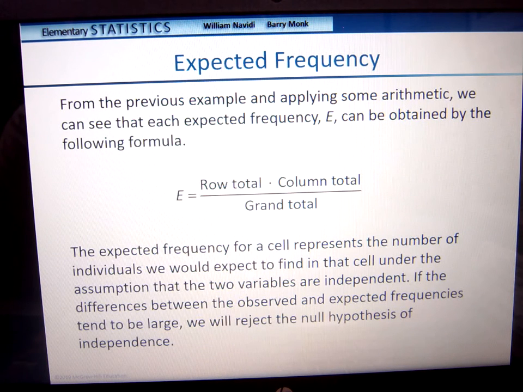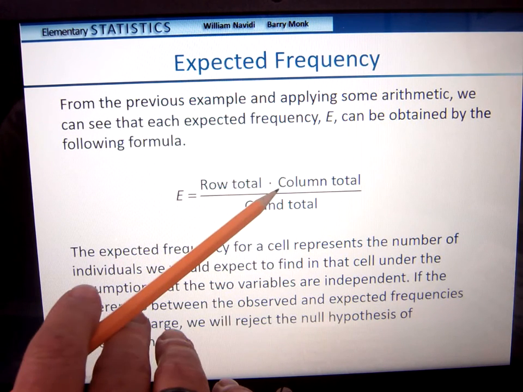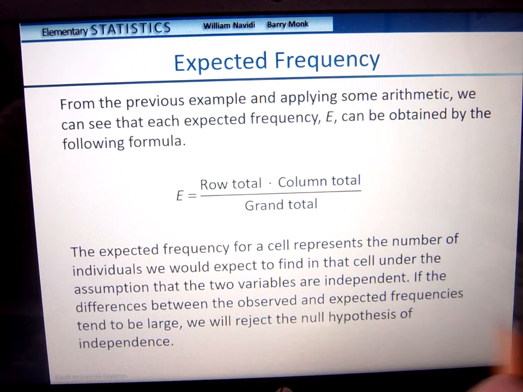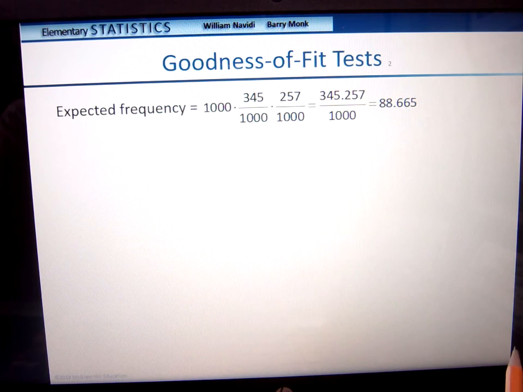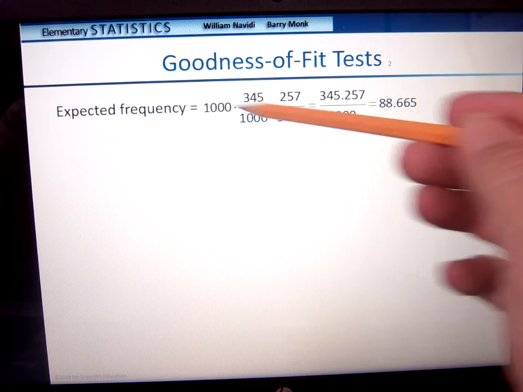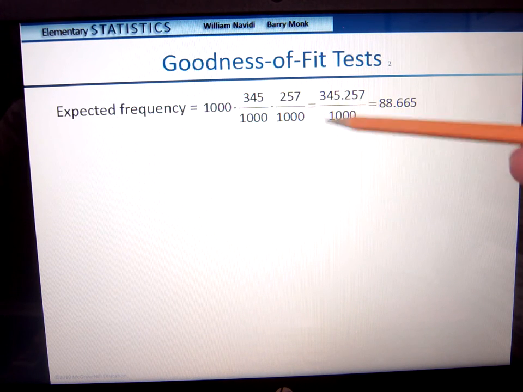Now, from the previous example and applying some arithmetic, we can see the expected frequency can be obtained by the following formula. The row total times the column total divided by the grand total. Sorry. So basically what we're saying is that two of these will reduce, and I went back to the previous slide. So if you just have this times this over your 1,000, you will get it.